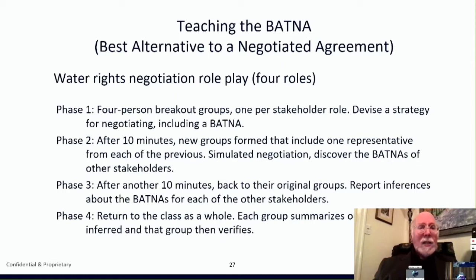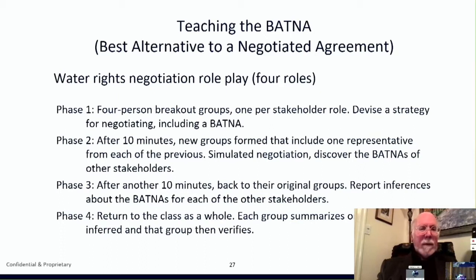So instead of just giving them a lecture, we follow it up with some active learning. In this case, it's a role play. It's a water rights negotiation role play. There are four roles. They're the farmers who need water for their crops. There are homeowners who need water to take showers and wash dishes and water their lawns. There are the environmentalists who try to minimize the amount of water use, save water. And then there are the engineers who have to figure out how best to get water.